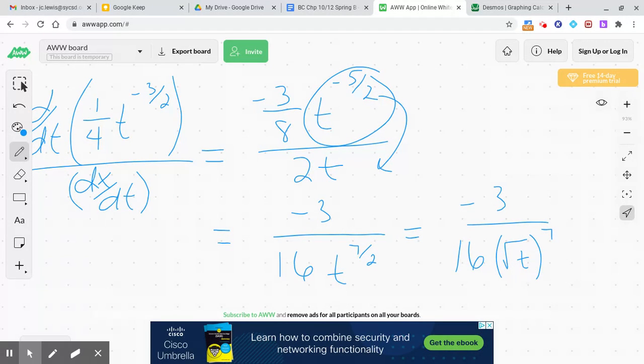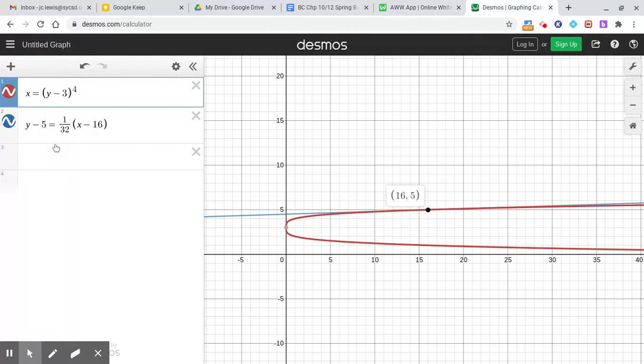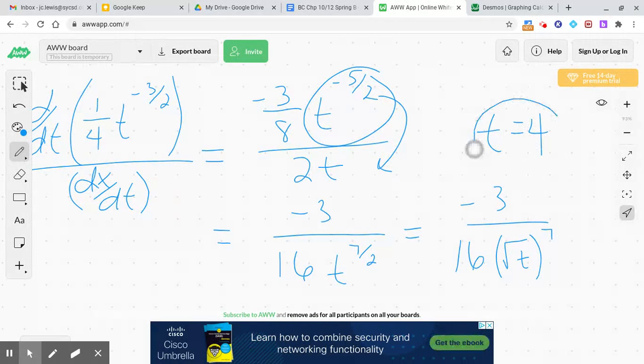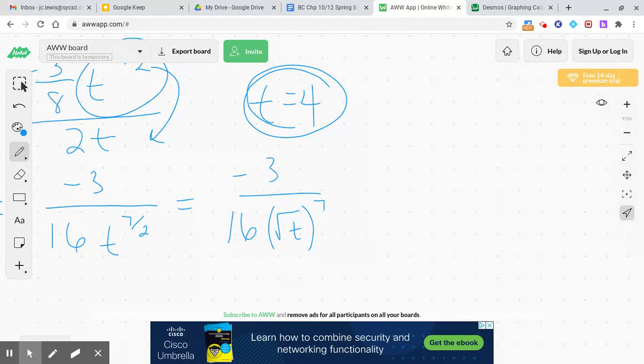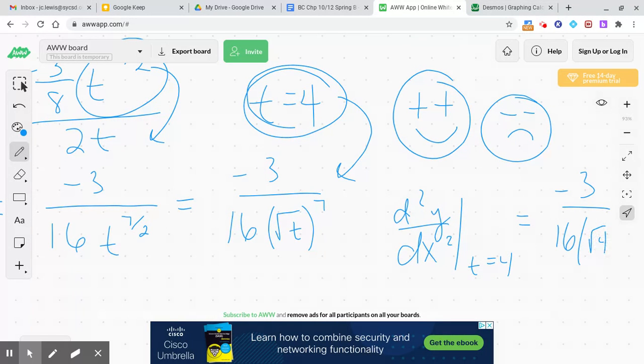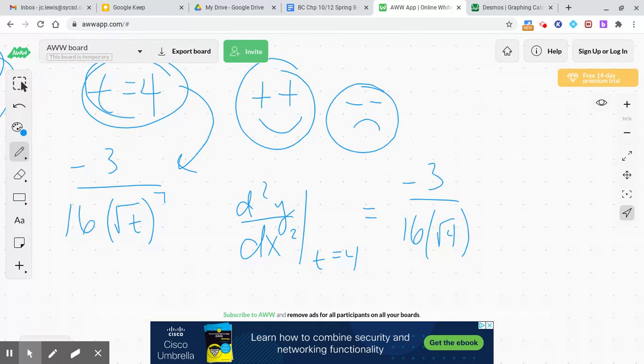Now, in our previous example, we looked at this graph specifically and looked at the tangent line that existed at the point (16, 5). This tangent line was created at the time t equals 4. Well, what about the second derivative at the time 4? At time 4, couldn't we use the second derivative to determine if we are concave up or concave down? Let's put 4 in here. If I take my second derivative, d squared y over dx squared, evaluated at time equals 4, I get negative 3 over 16 times the square root of 4 to the 7th power.